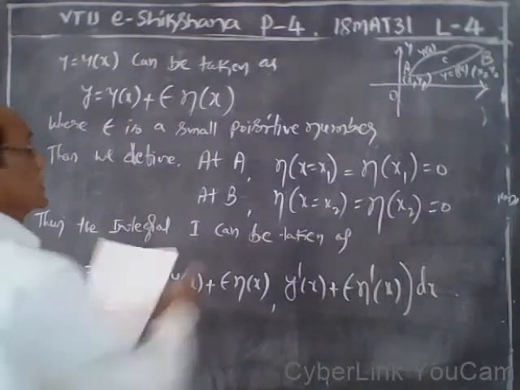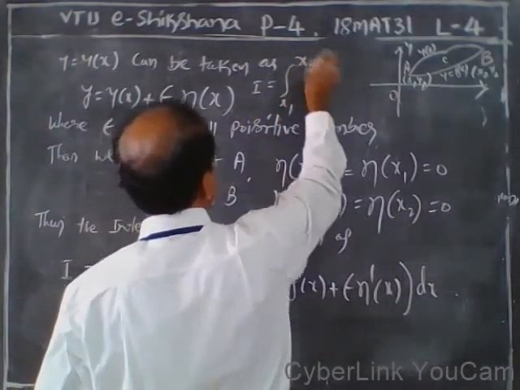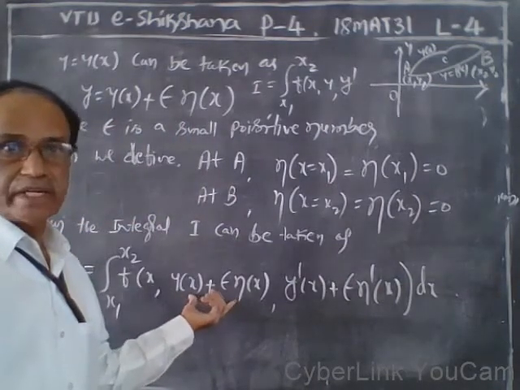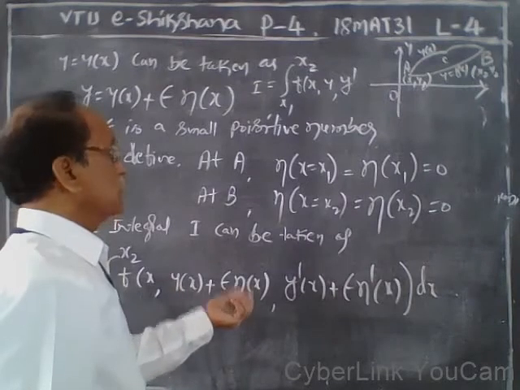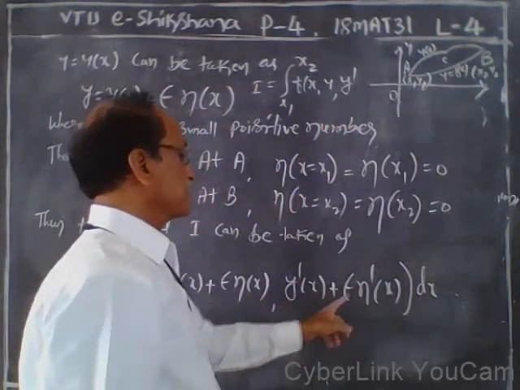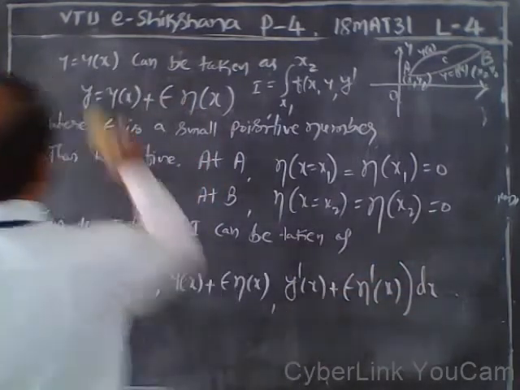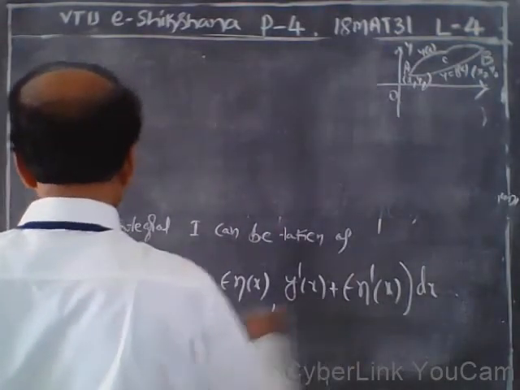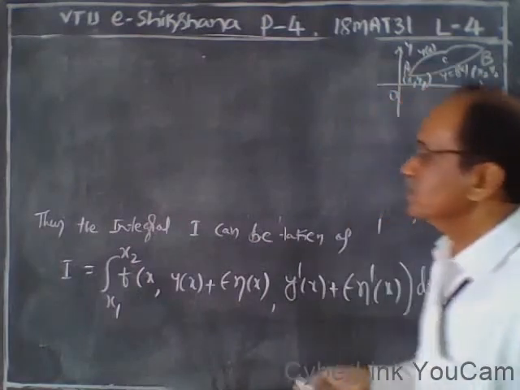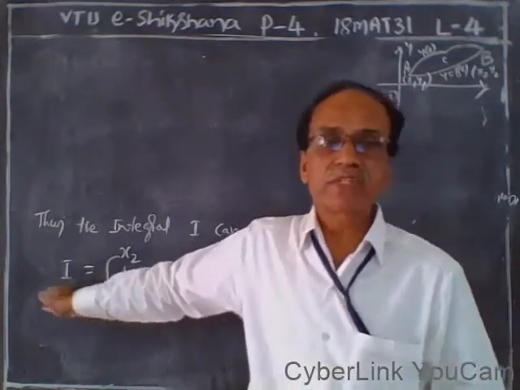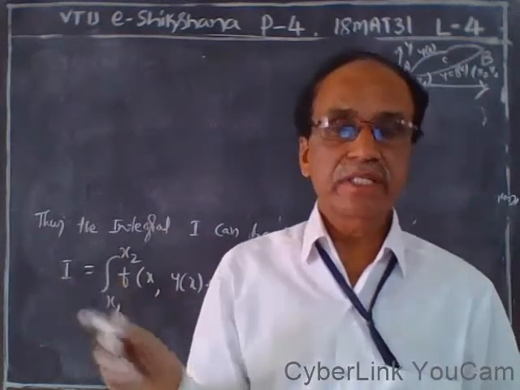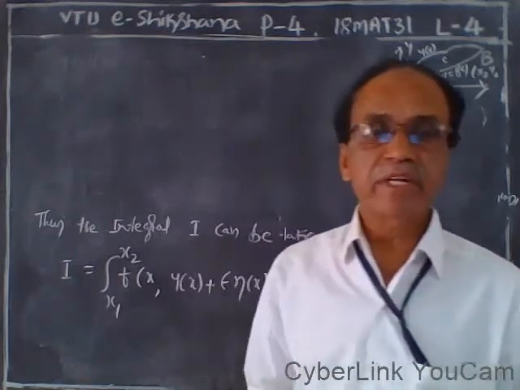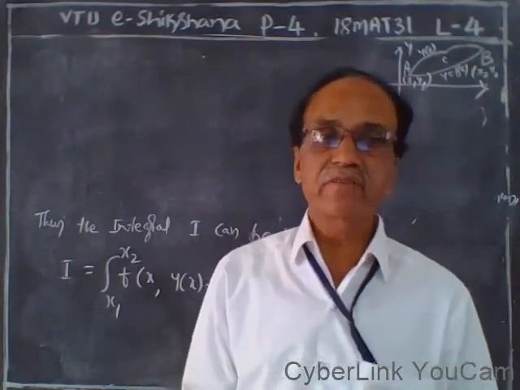The earlier integral was I is equal to the integral from x1 to x2 of f of x comma y comma y dash, with y as the function taken with the variation, and its derivative will be y dash of x plus epsilon into eta dash of x, dx. Then we need to calculate the value of the integration so that the function will be maximum or minimum, so we need to differentiate this and equate to 0. As I discussed in the introduction, for a function of a single independent variable and a function of two independent variables, we take the differentiation with respect to the independent variable and then equate to 0.